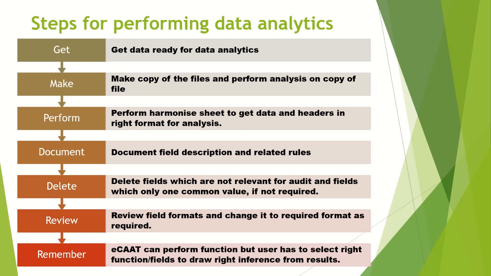Most of the time when you get the data, it may not be in the structured format. You can use the specific function called harmonize sheet to get the data ready by ensuring that the headers are in the right format for the purpose of analysis. For example, if it's a PO number, you need to check whether the PO number is alphanumeric or numeric. Based on that, you need to assign it the right format. You need to document the field description and the related rules. For each of the fields, what are the business process rules? If you know that, then it becomes easier to test the business rules and the related controls.